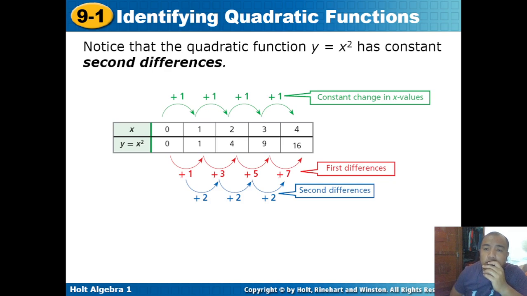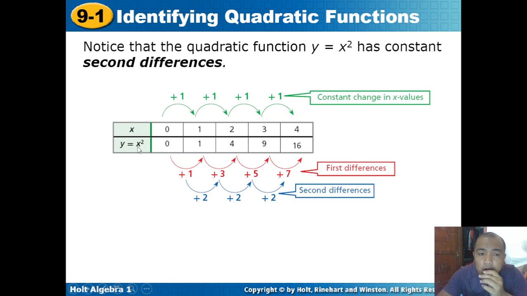Okay, so notice that the quadratic function y equals x squared has constant second differences. Okay, we've already discussed this in the previous lesson. So for the first differences in the x values of a quadratic function, they are equal. Constant change in x values.